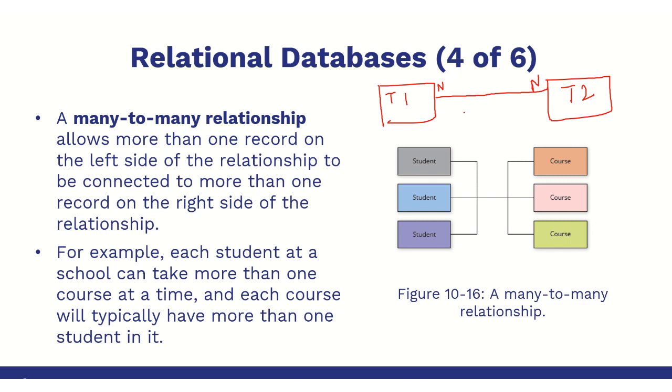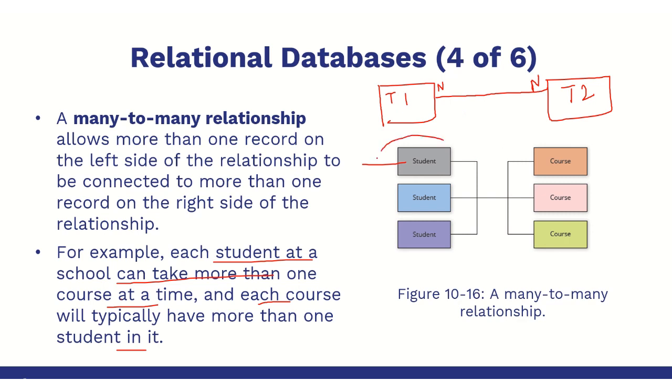An example here: each student at a school can take more than one course at a time, right? You can enroll in more than one course at a time as a student, and each course will typically have more than one student in it. So that's how you define the many to many relationship.